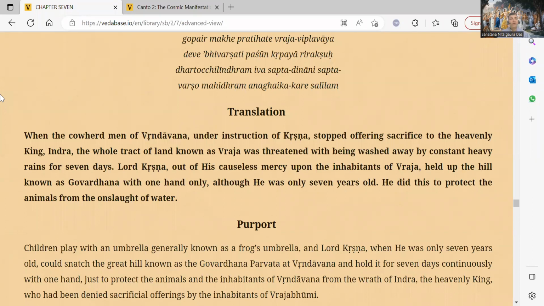It will continue. When the cowherd men of Vrindavan, under instruction of Krishna, stopped offering sacrifices to the heavenly king Indra, Varuna is taken care of. Next is Indra. The whole tract of land known as Braj was threatened with being washed away by constant heavy rains for 7 days. Lord Krishna, out of his causeless mercy upon the inhabitants of Braj, held up the hill known as Govardhana with one hand only. In fact, one little finger on the left hand. Although he was only 7 years old, he did this to protect the animals from the onslaught of water.